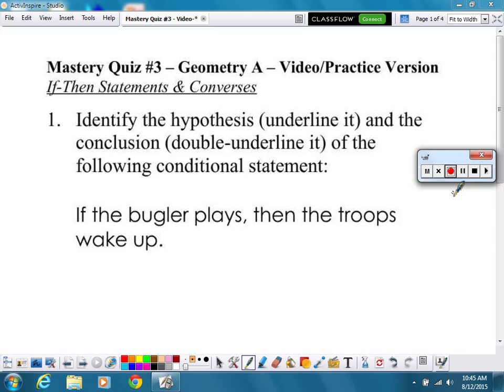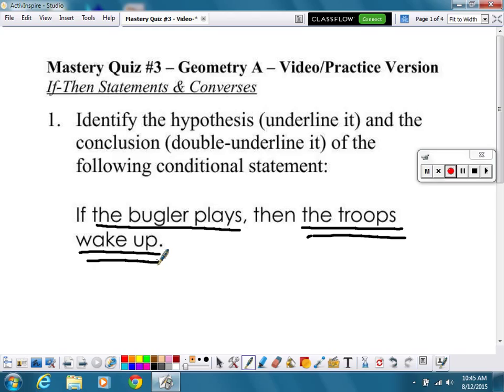Here our statement starts off with, if a bugler plays, then the troops wake up. The hypothesis begins with the word if. You're looking for the if. So the if the bugler plays is considered the hypothesis. We'll underline that with a single underline. The then part is called the conclusion. Then the troops wake up. We'll double underline that.